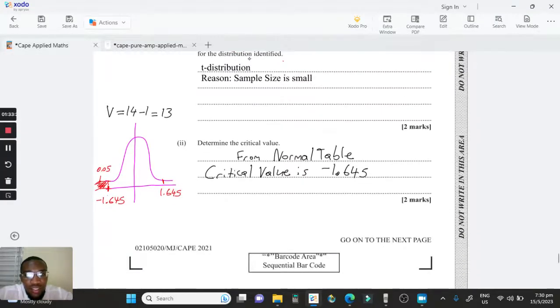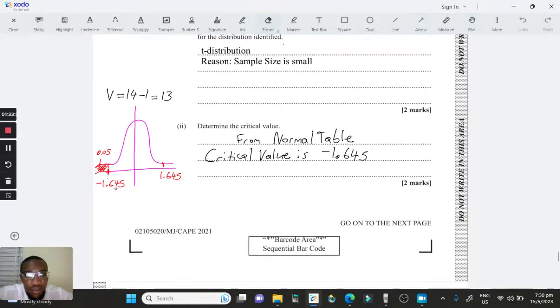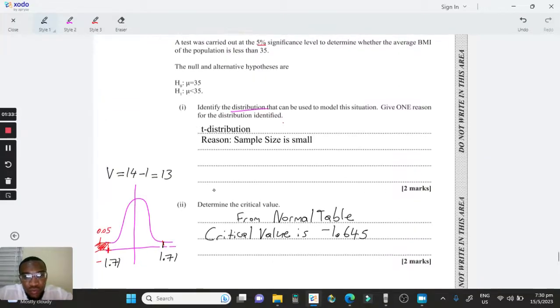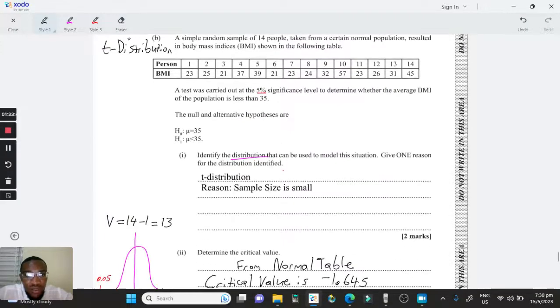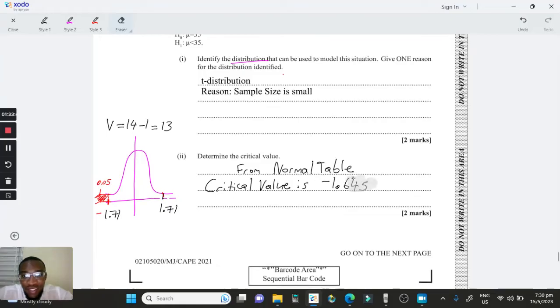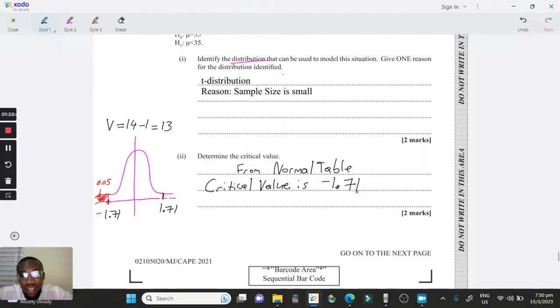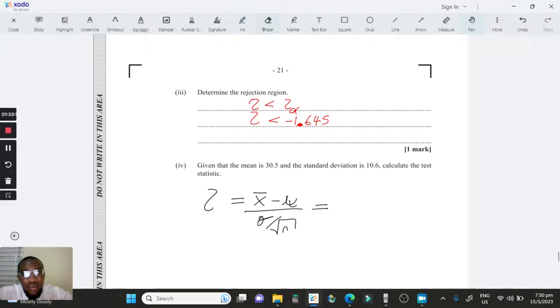So don't put 1.645, please. It's 1.71. Look how I'm giving it away, I'm approximating to the normal distribution. Almost gave it away, guys, but we got to fix it. Don't worry. The critical value is negative 1.71. Right here, negative 1.71.